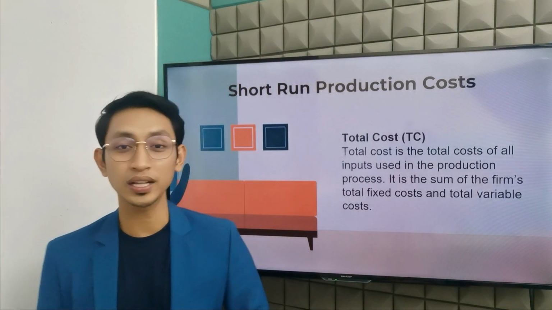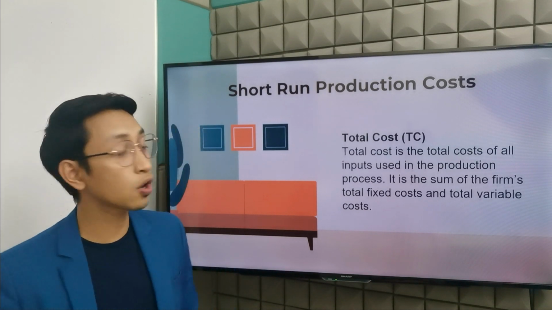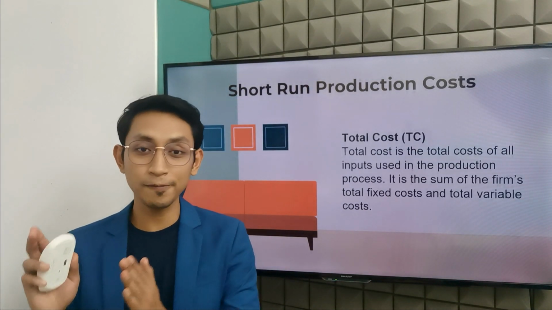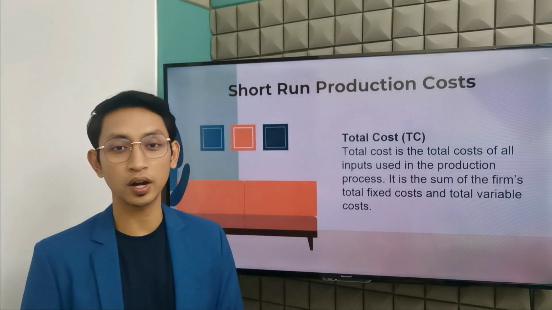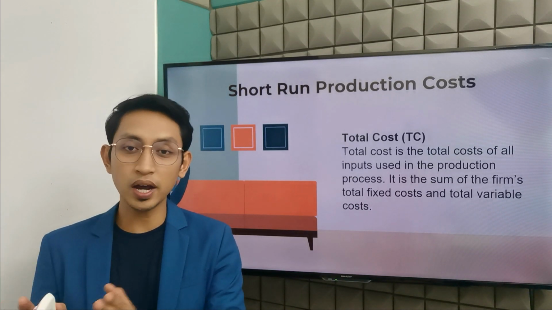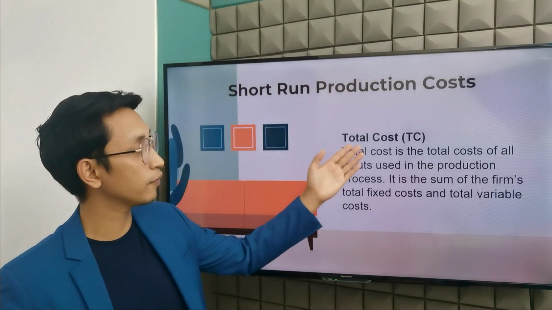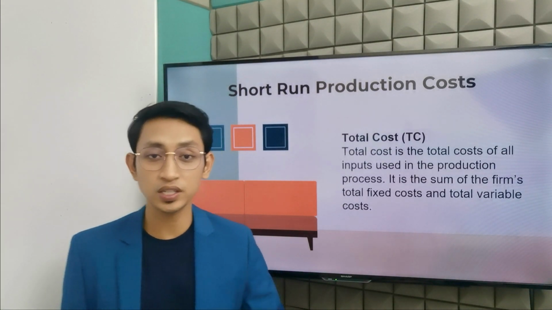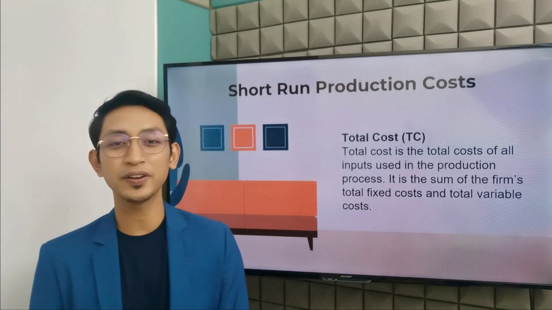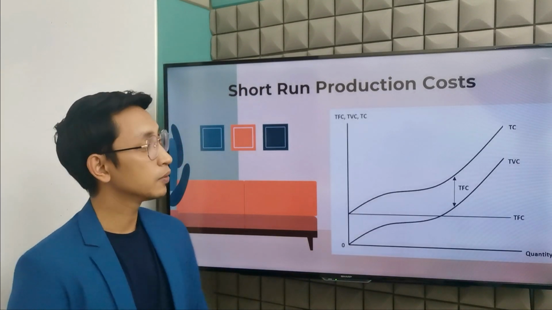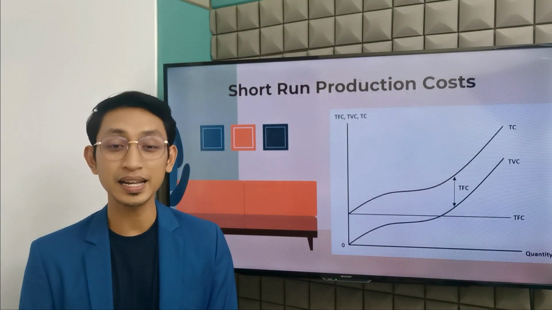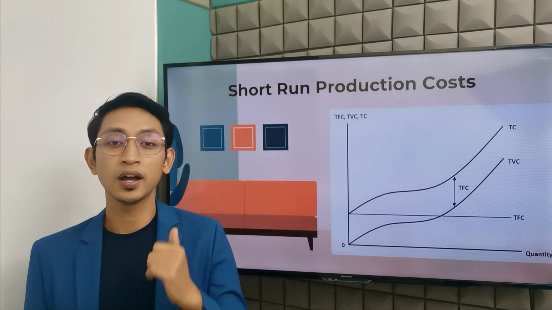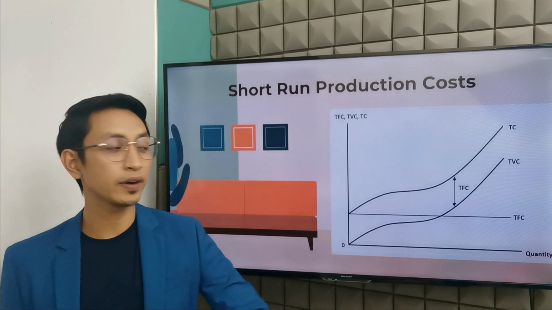Next one, we have total cost. Total cost is a combination of both total fixed cost and total variable cost. So you total up total fixed cost and total variable cost, then you will get what we call total cost. It is the sum of the firm's total fixed cost and total variable cost. So brothers and sisters, this is the illustration of total cost, total fixed cost and total variable cost.